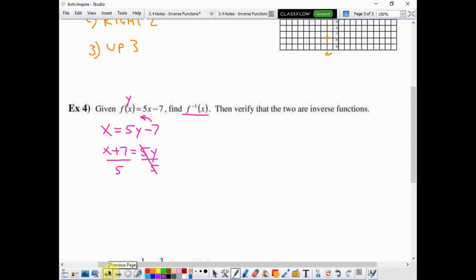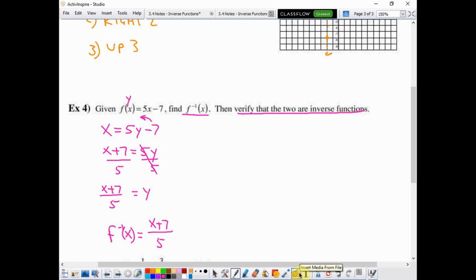Now I'm not graphing this, so I really don't care if it looks like slope-intercept form. So y equals x plus 7 over 5 is okay. But for my final answer, I'm going to go back to function notation like it was in the beginning. F inverse of x equals x plus 7 over 5. So that's my inverse, but before I put a box around it and say it's definitely true, I am going to verify that the original function and what I just found are inverses of each other.